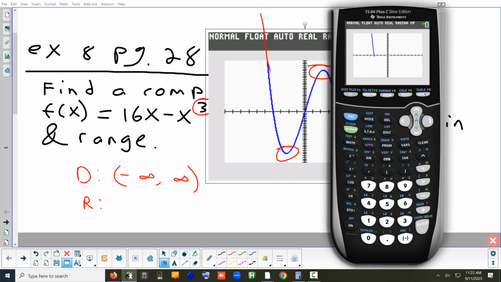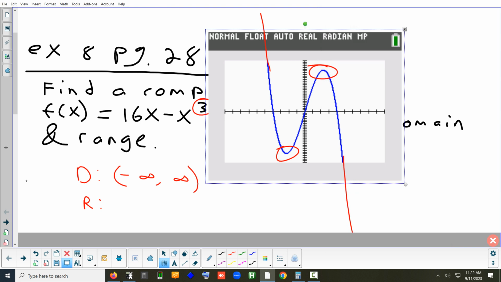So what did we say the range would be in this one? Negative infinity to infinity. Because for range, you're looking for how high and low it goes. If you're not sure, you can set your Y max to positive 100 and your Y min to negative 100, but you're just going to see it keep going down forever on one side and up forever on the other side.